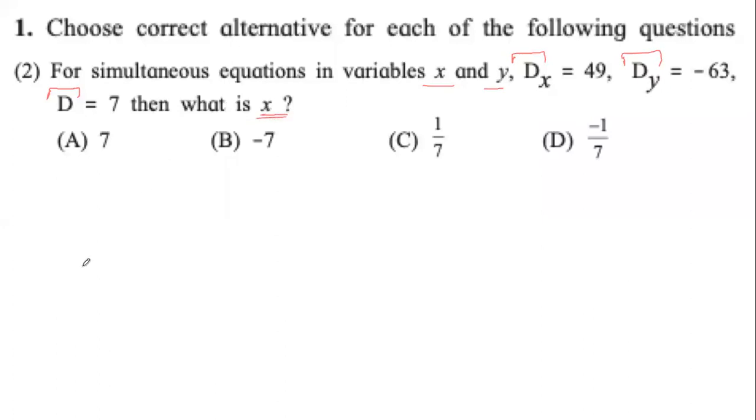So as Alfia has shared with everyone, we know that in the determinant method, x is calculated as dx by d. Now, from the given question, we know that dx equals to 49. So 49. And d is 7. Now, when we divide 49 by 7, if you know the multiplication table of 7, 7 sevens are 49. So this comes as 7. Therefore, we will write the correct answer is A, 7.